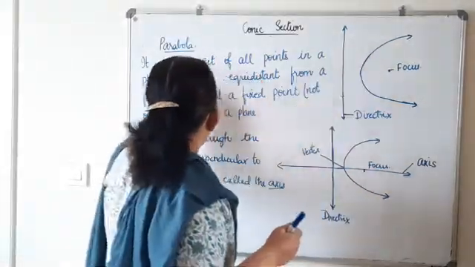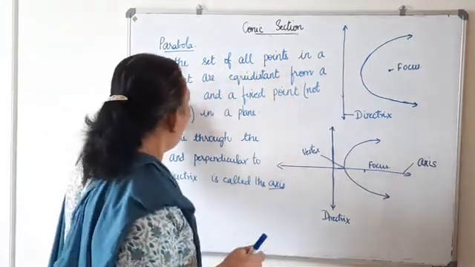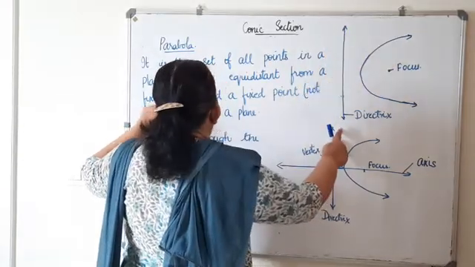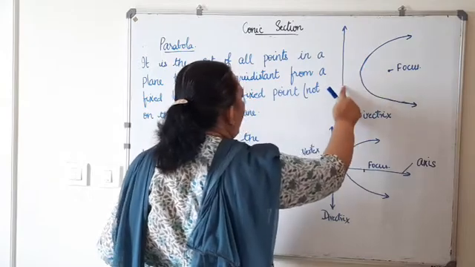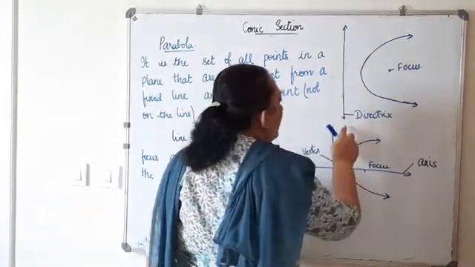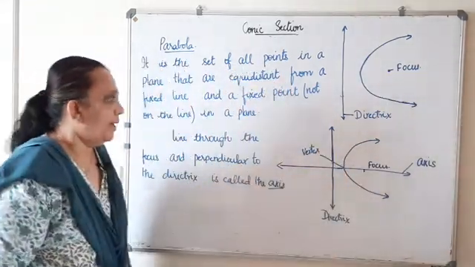So once again, a parabola is the set of all points in a plane that are equidistant from a fixed line and a fixed point. This fixed point is not on the line. The fixed line is called the directrix, and the fixed point is called the focus of the parabola.